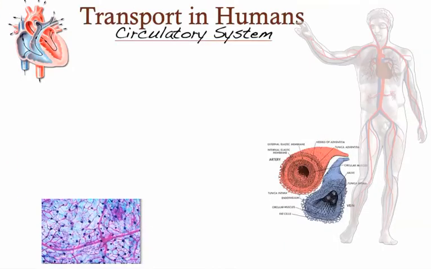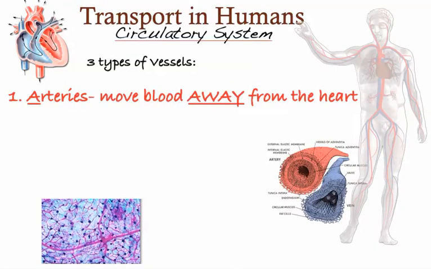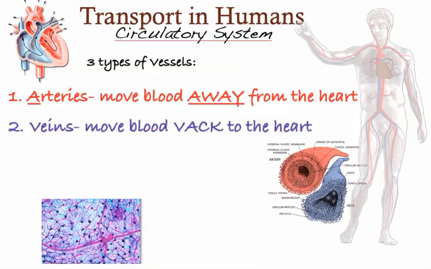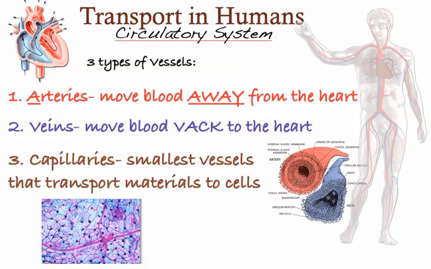Okay, in humans, transport is the circulatory system, and we said there's three types of vessels. There's arteries, which are named because they move blood away from the heart. Veins move blood back to the heart. Remember, they all start with the same good letters. And then the capillaries are the tiny, teeny, teeny, tiny vessels which transport to each cell. And remember, we said they're so small that red blood cells move single file through capillaries.